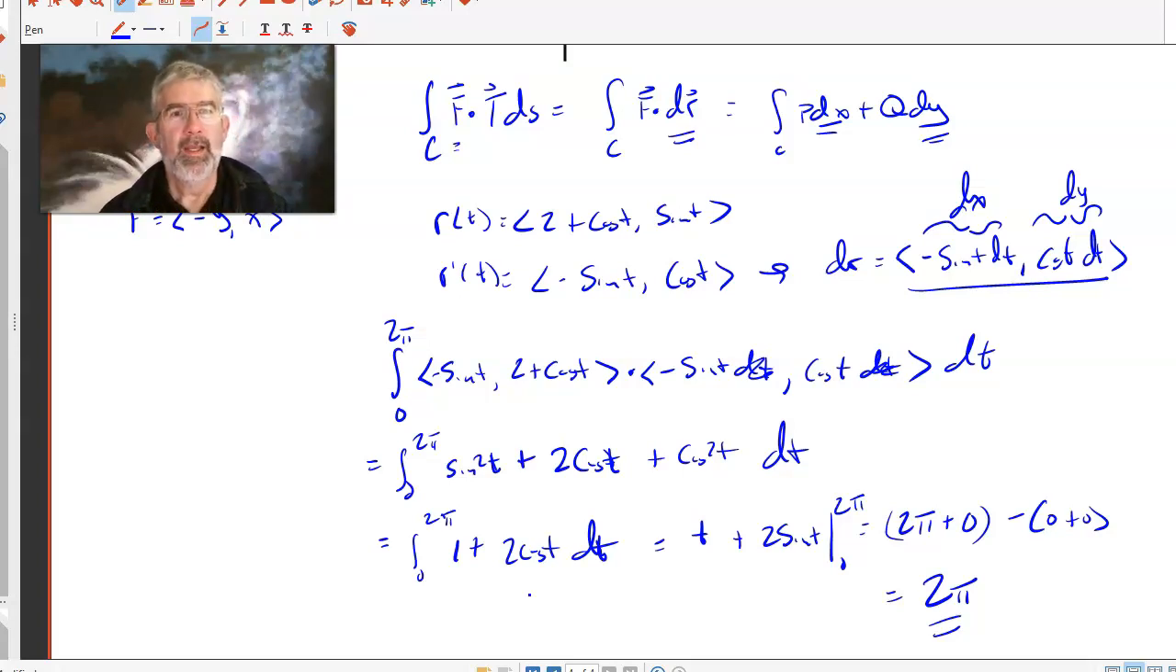Okay. We're also going to have the notion of the line integral of a vector field across a curve, where you're not looking at the tangential part of it, you're looking at the normal part of it. But that's for another video.